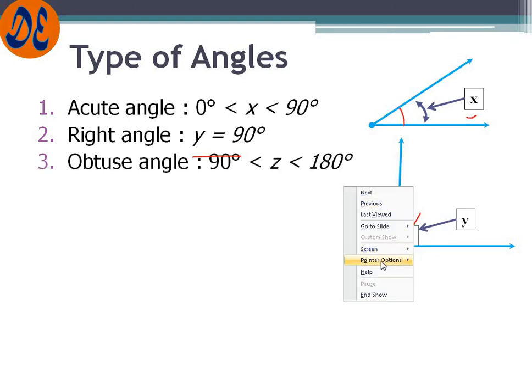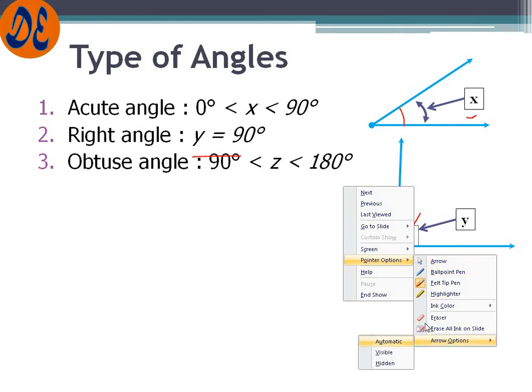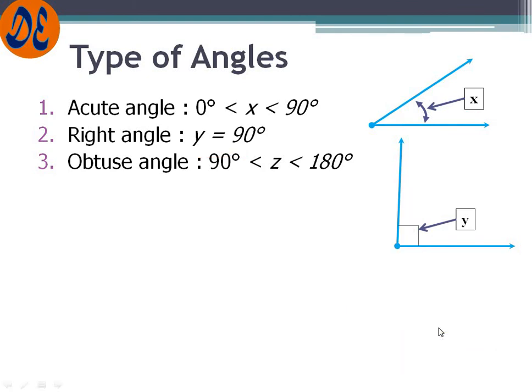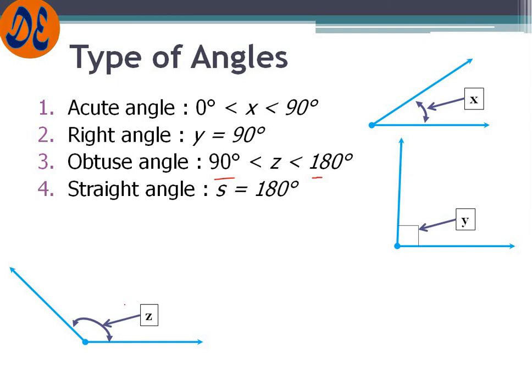Obtuse angle. Now an obtuse angle is an angle above 90 degrees but less than 180 degrees. Above 90 degrees and less than 180 degrees. Now you can see this angle, it is called an obtuse angle. So whenever an angle is given, just check whether this angle is greater than 90 and less than 180. If it is, then it will be an obtuse angle.